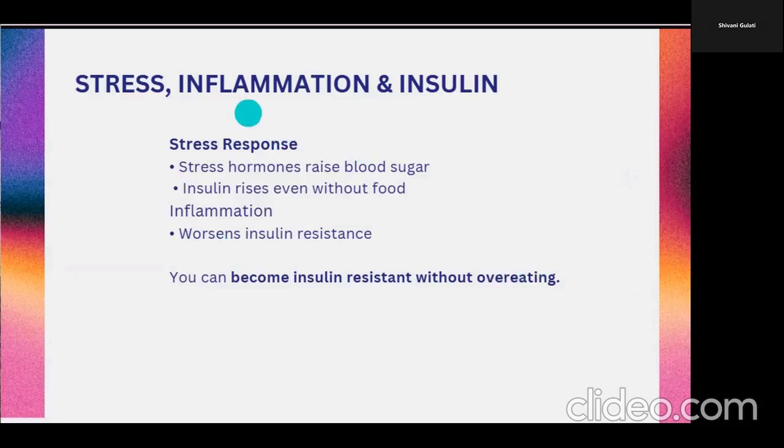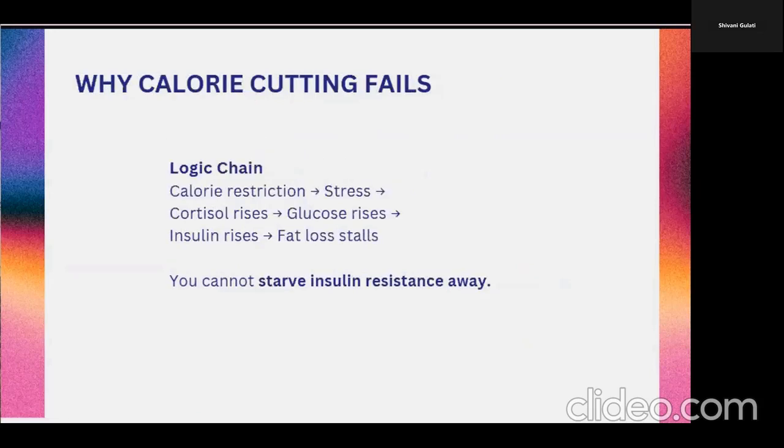Okay, so now to add inflammation to this picture. The chronic inflammation from poor sleep or from gut issues or from infection or from lifestyle stress makes the cells less responsive to insulin, which worsens the insulin resistance over time. ठीक है, so you can become insulin resistant without overeating also. And it is not only about calories, it is about stress load, inflammation, and hormonal signaling, which is basically driving the body into insulin resistance.